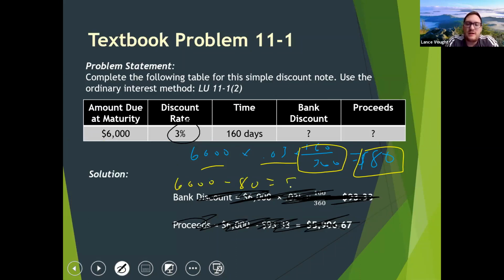and you get 5,920 is the proceeds. And the bank discount is $80. So 80 and 5,920. Any questions about that?